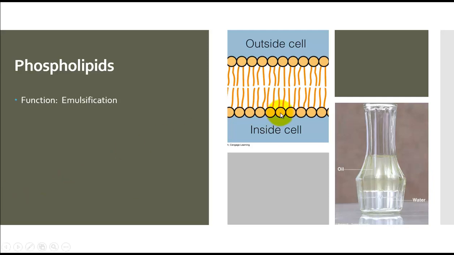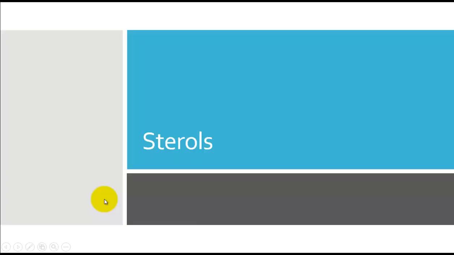The other place we see phospholipids is in our cells. The water and fat-soluble properties allow cells to maintain their shape. Without the phospholipids, the cells would just dissolve into our watery bloodstream.